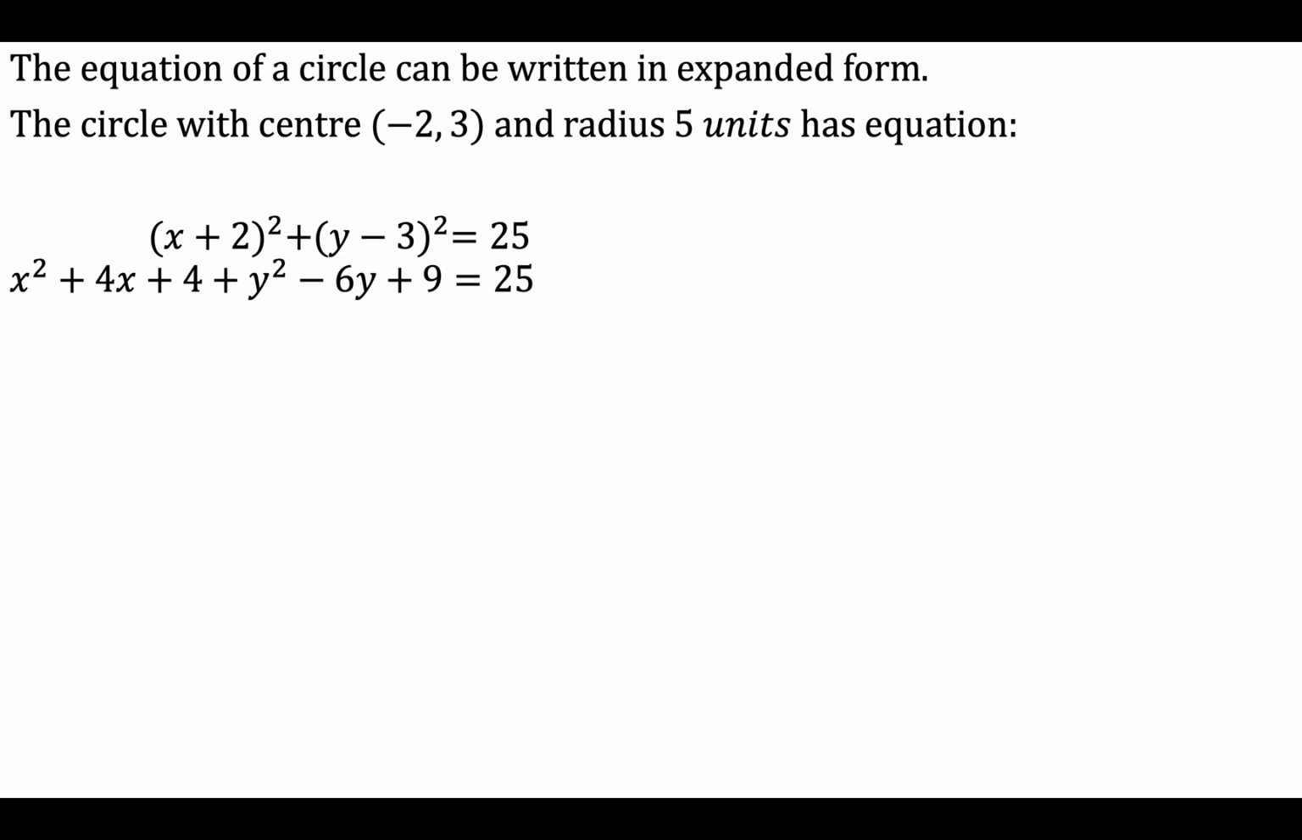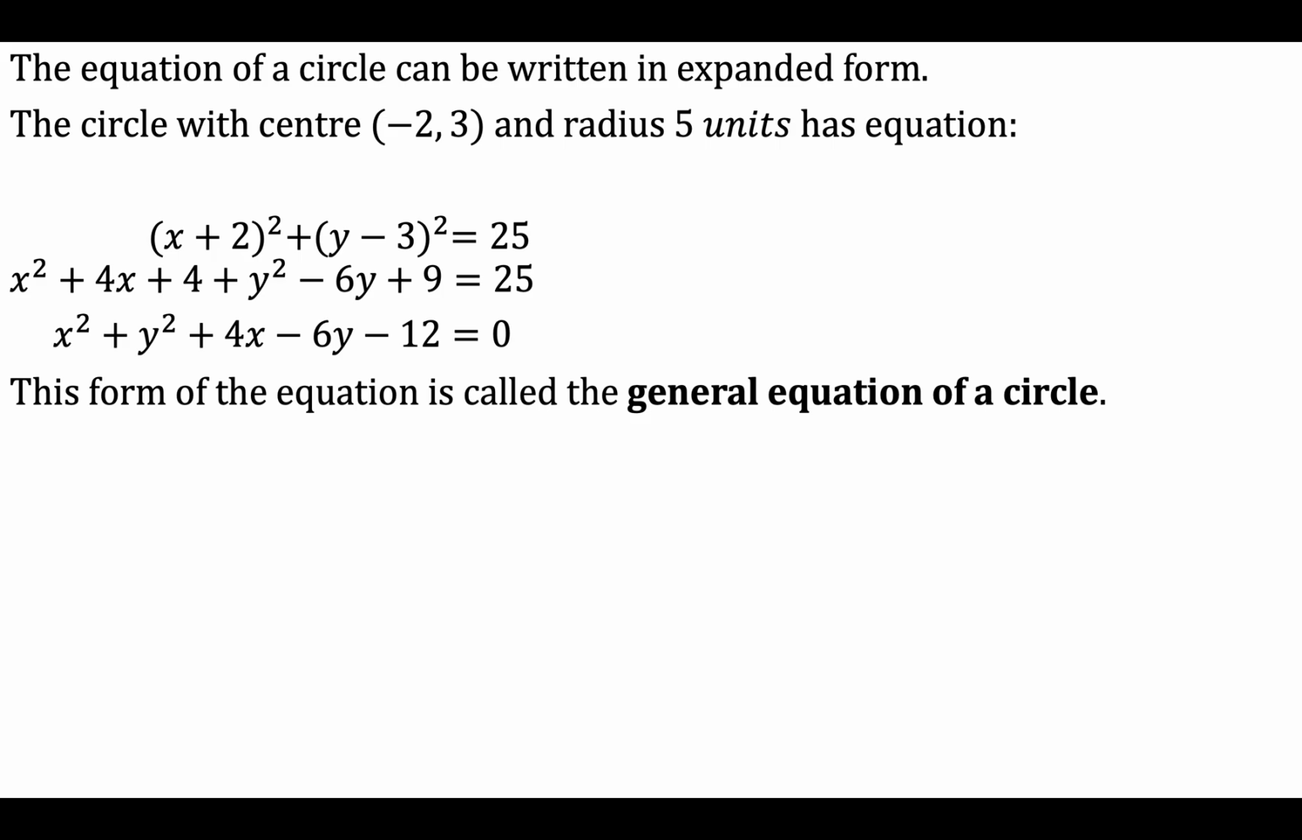Now, if I bring everything to the one side of the equation, so if I subtract my 25 from both sides, I will get x² + y², starting with my highest powers at the beginning, + 4x - 6y - 12 = 0. And the form that we've now got that equation in is called the general equation of a circle.